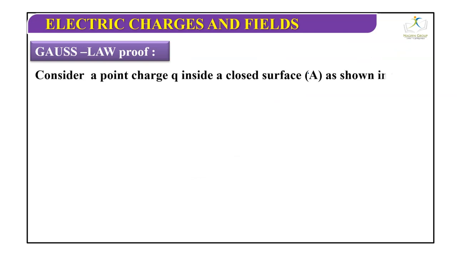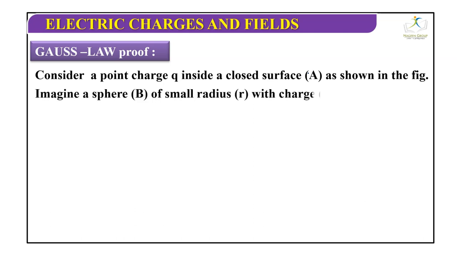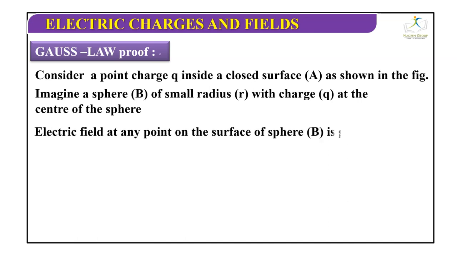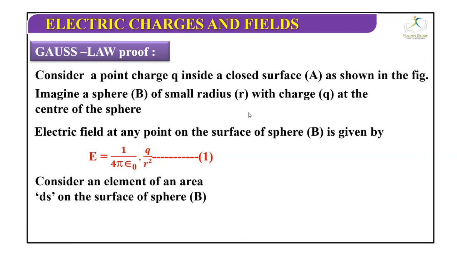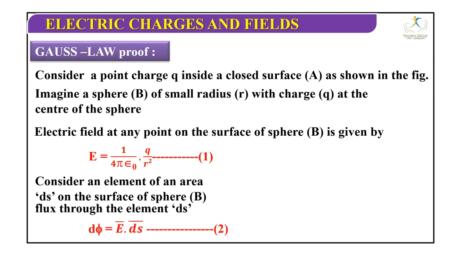So, Gauss law proof. Consider a point charge Q inside a closed surface A as shown in this diagram. So imagine a sphere B of small radius r with the charge small q at the center of the sphere. The electric field at any point on the surface of the sphere B is given by 1 by 4 pi epsilon naught times q by r squared. This is the first equation. Now suppose this is the flux passing through the dS surface. So d phi is equal to vector E dot vector dS. This is the second equation.